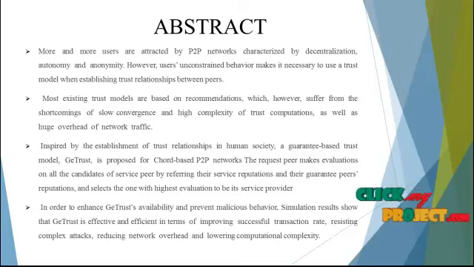Inspired by the establishment of trust relationships in human society, a guarantee-based trust model, GeTrust, is proposed for the code-based B2B networks. The request peer makes evaluations of all the candidates of service peers by referring to the service reputation and the guarantee-based reputations, and selects the one with the highest evaluation to be its service provider. In order to enhance GeTrust availability and prevent malicious behavior, simulation results show that GeTrust is effective and efficient in terms of improving successful transaction rate, resolving complex attacks, reducing network overhead, and lowering computation complexity.